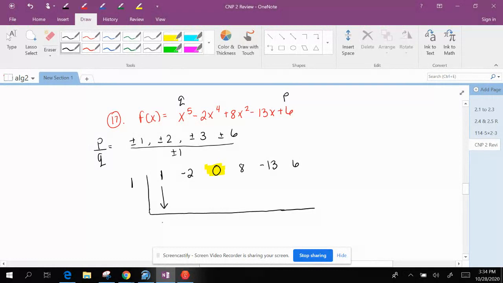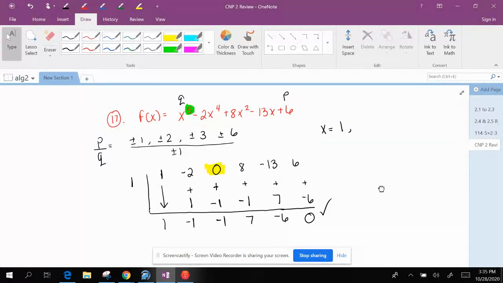So now I'm going to go through the process. 1, multiply, get positive 1, add it, negative 1, add it, negative 1, add it, 7, add it, I get negative 6, and now I get 0. It works. So x equals 1 is part of my solution. Now I need to find 4 more, because this tells me how many solutions I'm going to have.